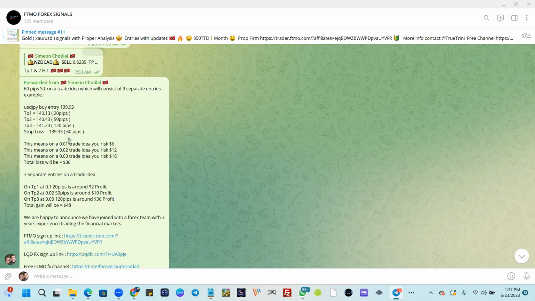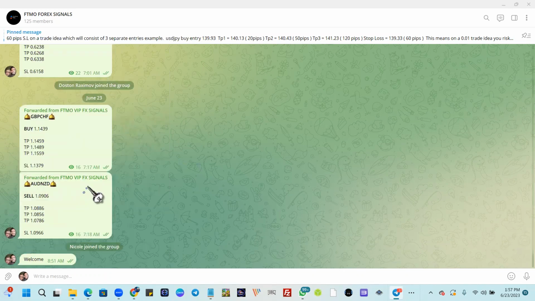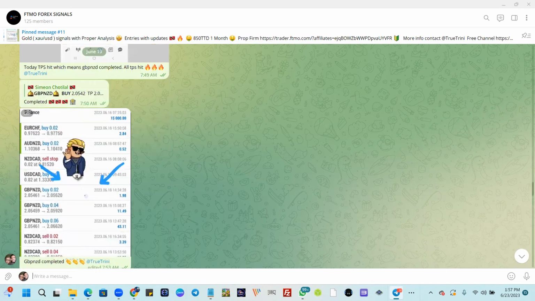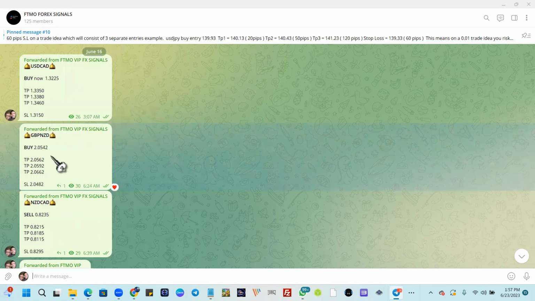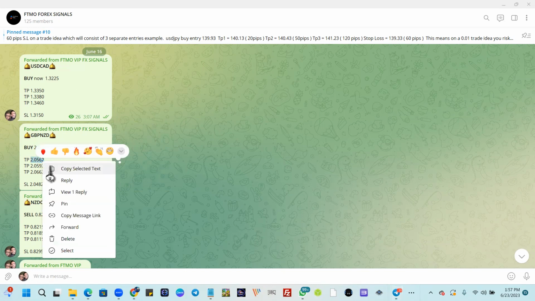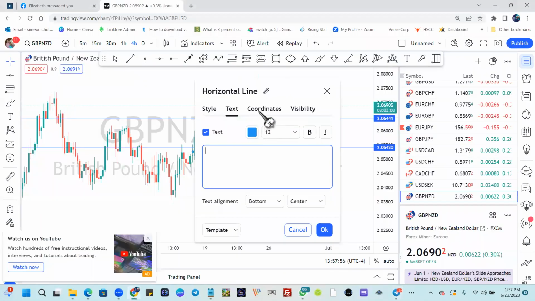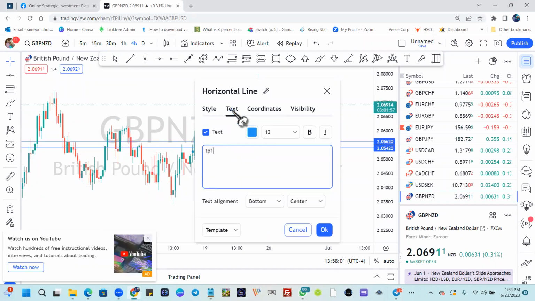So let me just pull back up the GBP NZD. All right, so we're going to pull up the GBP NZD trade idea. You can see here all TPs had completed, and this here was your official idea. So I'm going to just map it out here quickly for you. We already have the entry entered. We're going to enter TP1 here. Let me just pull this up and double click here. Coordinates. We're going to put this as TP1. I'm going to write TP1 here.